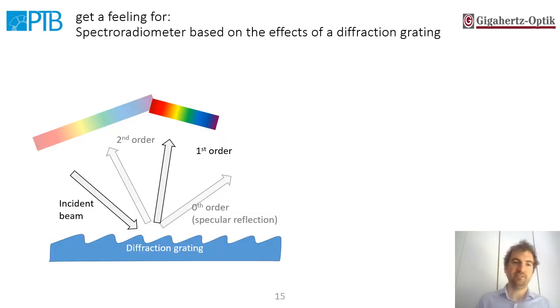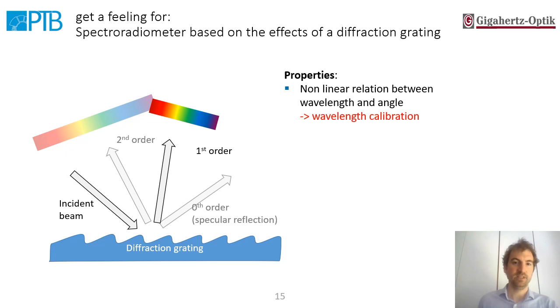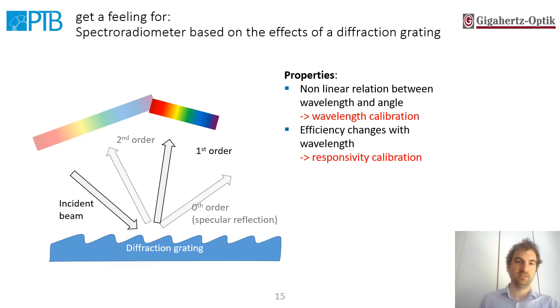In order to get a feeling for a spectroradiometer, we can have a look at the effects of the diffraction grating. Coming to the properties of the diffraction grating, we can say that we have a nonlinear relation between wavelength and angle. So as a result, we need a wavelength calibration of this device. As well, we understand that the efficiency of the grating changes with wavelength. So this directly shows us, okay, we need a responsivity calibration of our device.